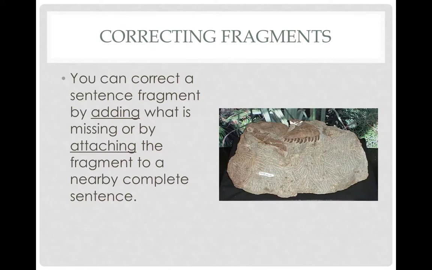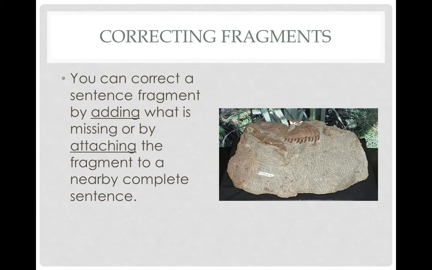Correcting a fragment. You have two basic strategies here. You can correct a sentence fragment by adding to it what it's missing, or by attaching the fragment to a nearby complete sentence. Say your sentence is missing its subject. The easy fix is to add the subject that it's missing. Look at its context, figure out what it's not telling you, add that word in.